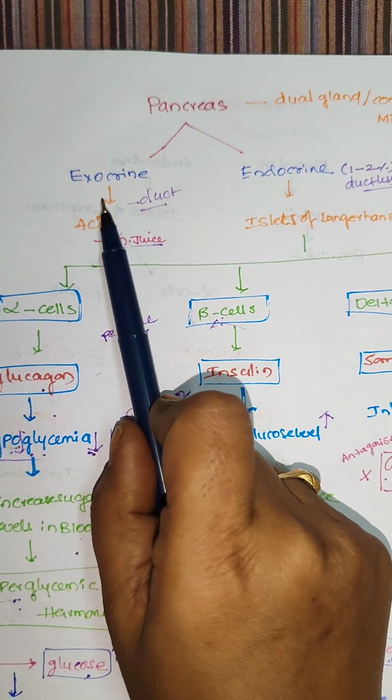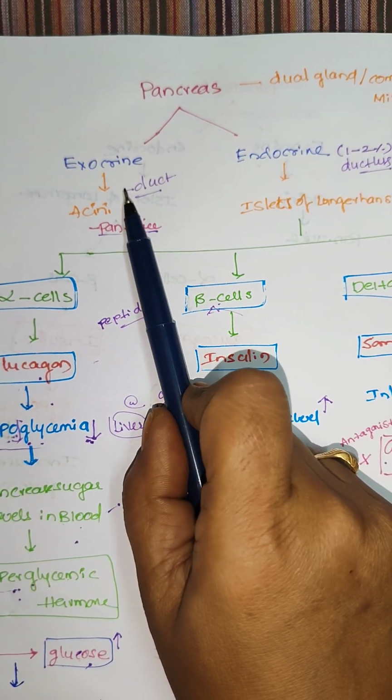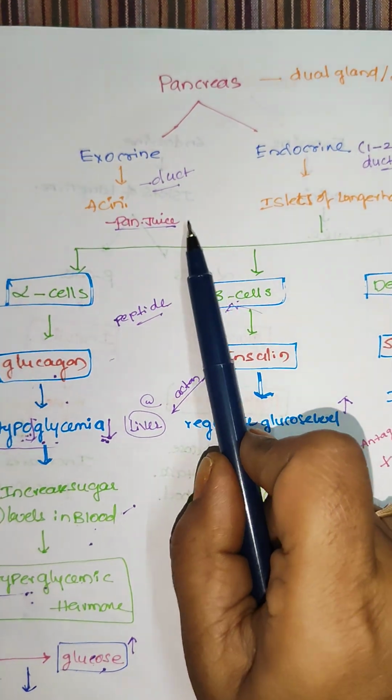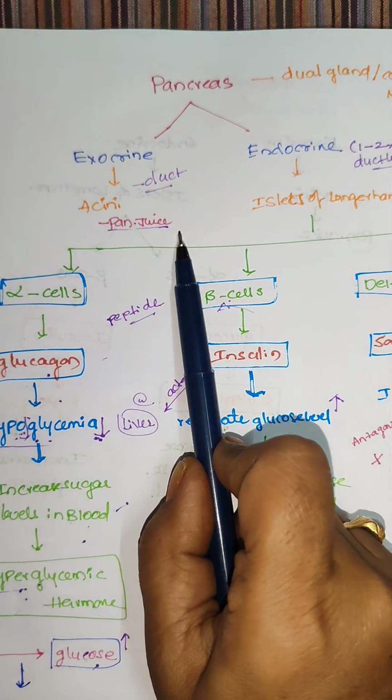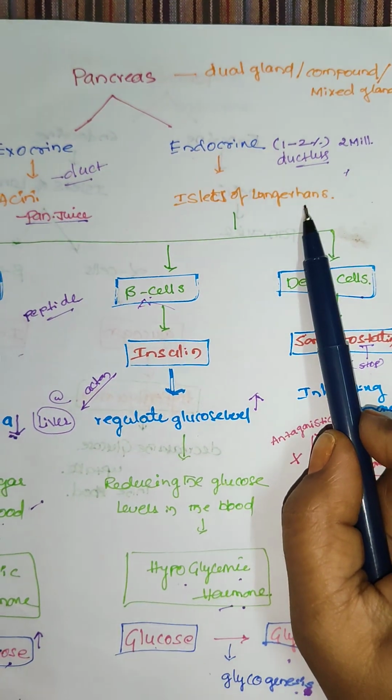We know very well that exocrine means duct glands. The secretions of the exocrine pancreas reach their target organ through the duct. Example: pancreatic juice. Then the endocrine part is called islets of Langerhans.